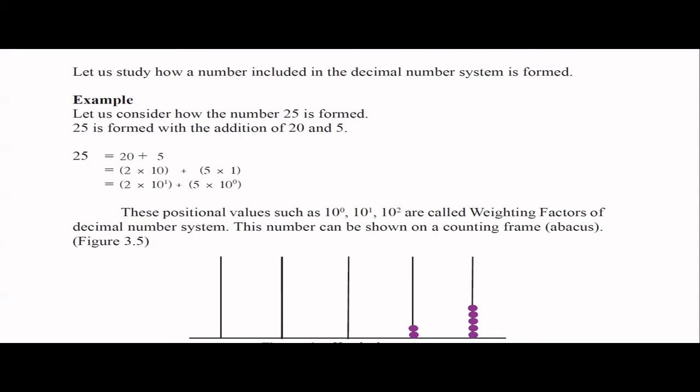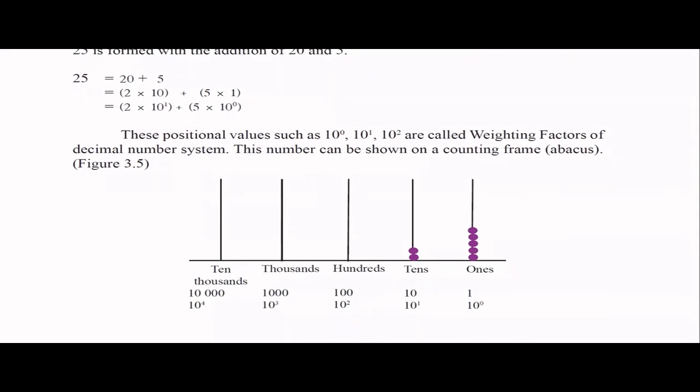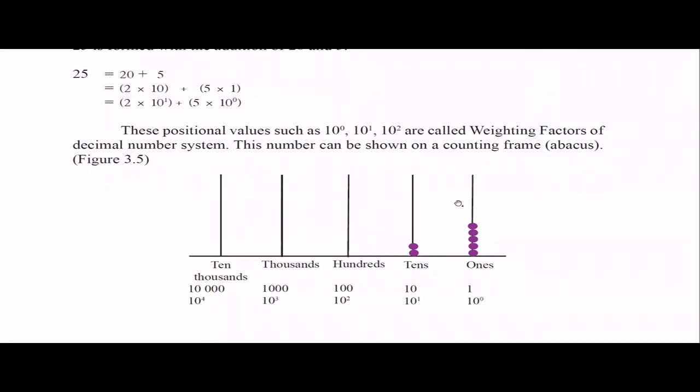Getting confused? No. We'll see this on the counting frame, or the abacus. In the abacus, hope you remember when you were very small, we learned these are ones, these are tens, these are hundreds, these are thousands, these are 10,000. If you have 5 here, that means it is 1 into 5. But if you have 5 in here, is it 1 into 5 or 10 into 5? 10 into 5, right? That is why this column represents only ones and these columns represent tens. We call them the weighting factors of a number system.